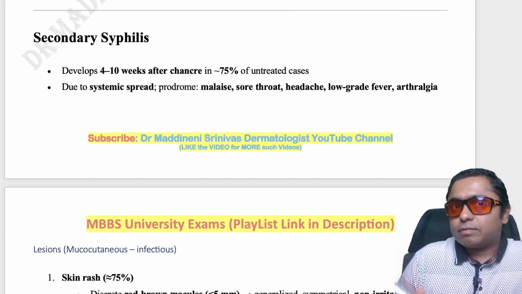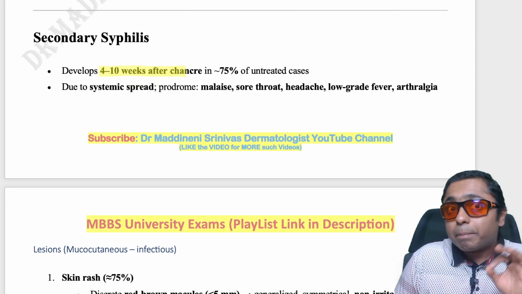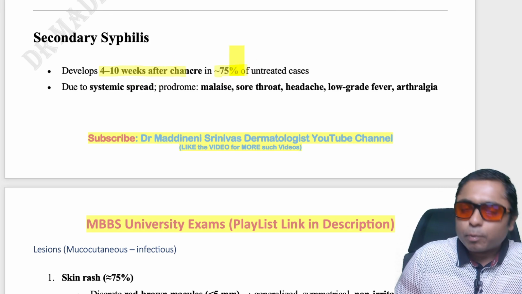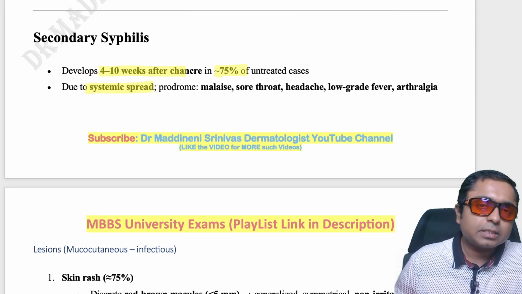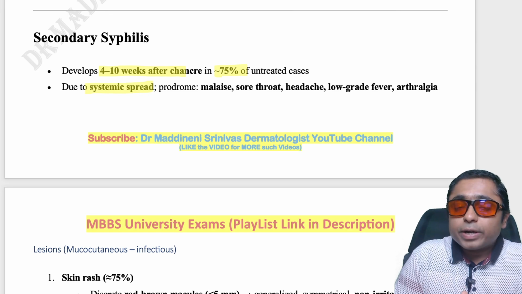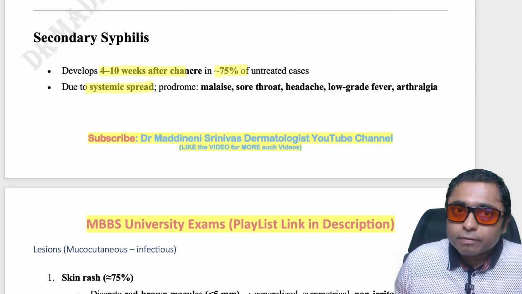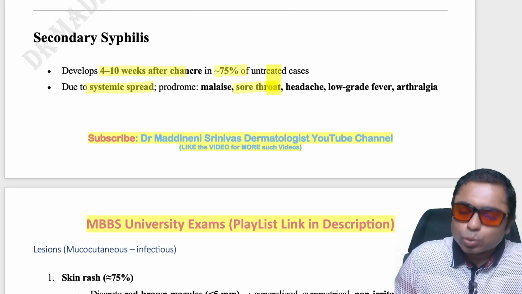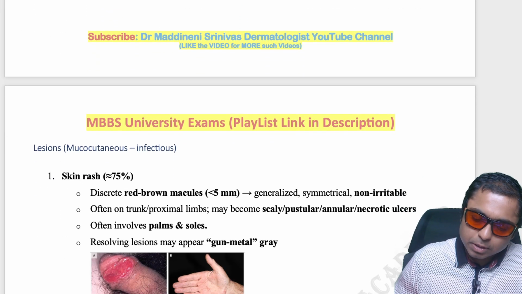Alright, secondary syphilis. Coming to secondary syphilis, it will develop 4 to 10 weeks after the primary syphilis in approximately 3/4 of the patients. And due to the systemic spread, now the patients are going to not only have the skin lesions and mucous lesions, they are going to have generalized malaise, they are going to have fever, there is going to be sore throat, headache, arthralgia, myalgia, all sorts of prodromal symptoms will be there.